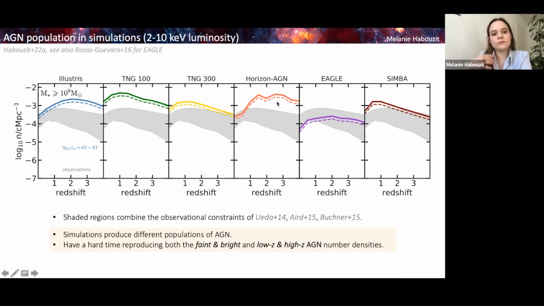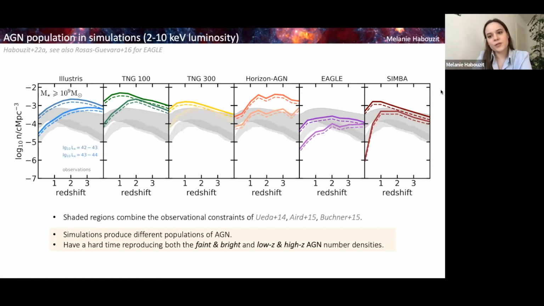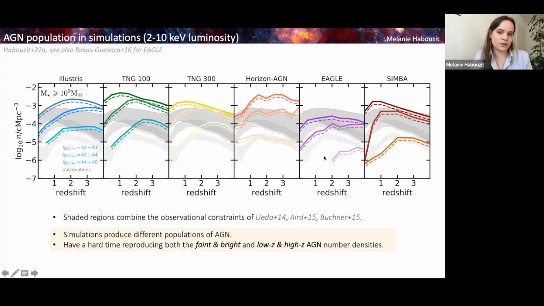When we move to slightly brighter AGN, we see that the simulation that was doing a good job previously is now overestimating the number of those AGN at high redshift, underestimating them at low redshift, and some simulations also still show some disagreement. When we look at the brightest AGN, we also find some discrepancy. So for example, here we don't have any of those AGN, although we observe some of them in the low redshift universe, and this is also the case for Illustris and Illustris TNG.